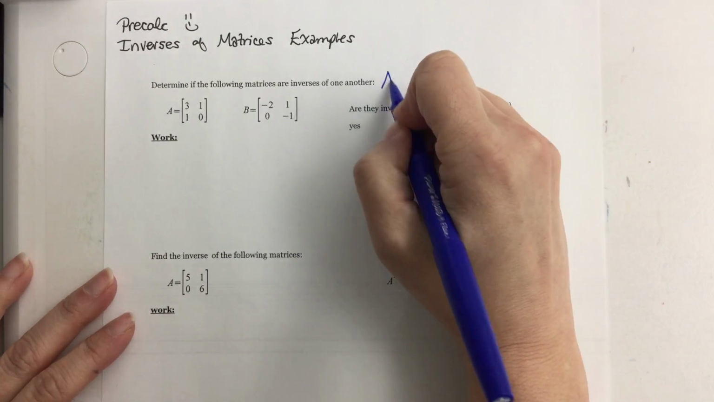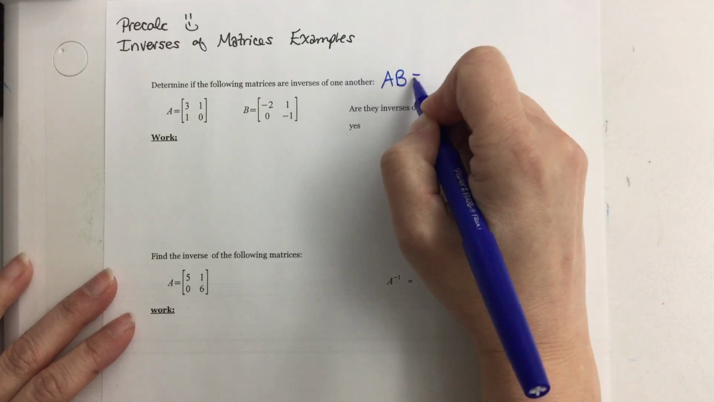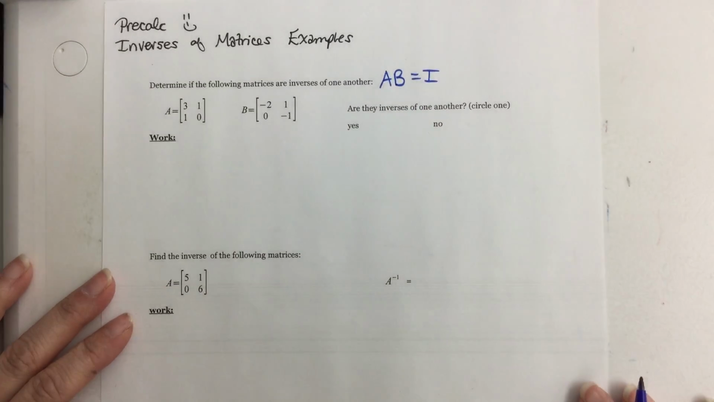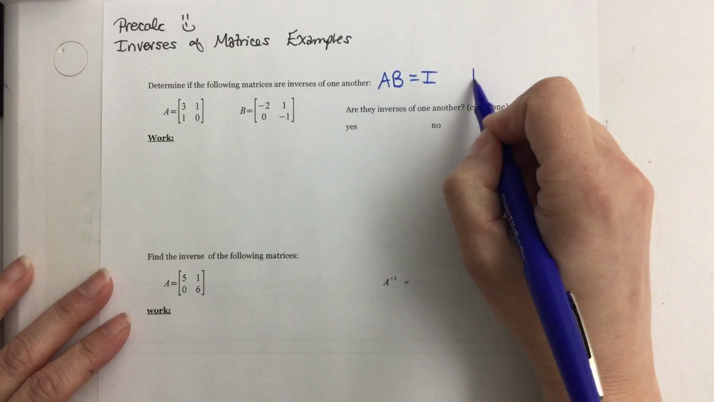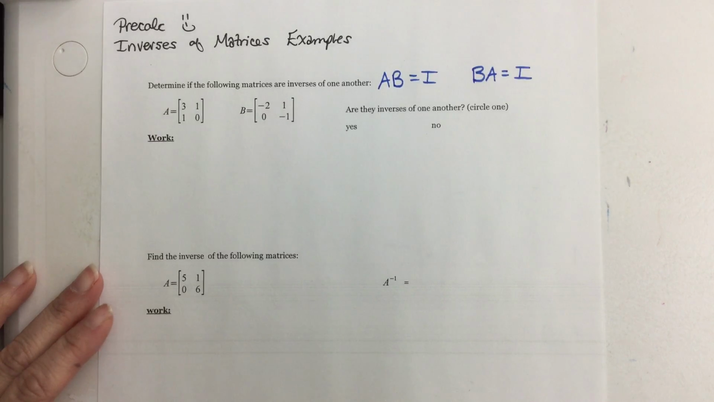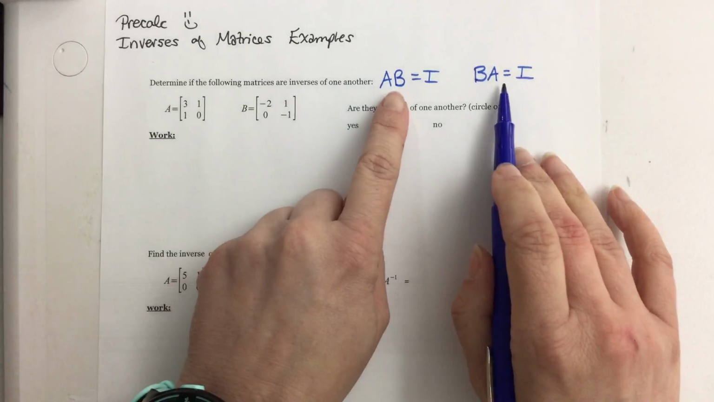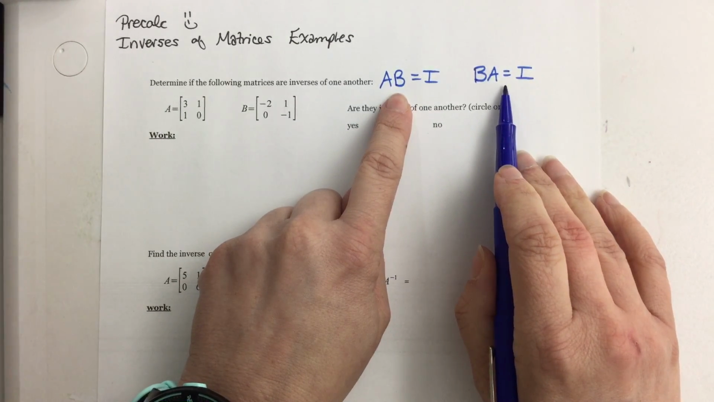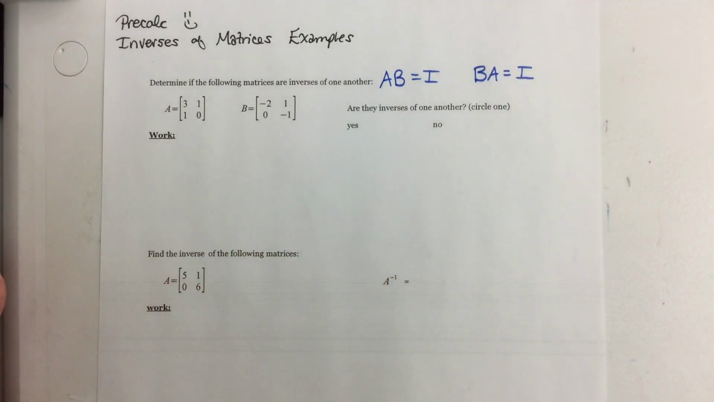So what that means is if I take A times B in that order, I need to get an identity matrix. If I switch and I take B times A in that order, I also need to get the identity matrix. If both of these things happen, then yes, they would be inverses of one another.